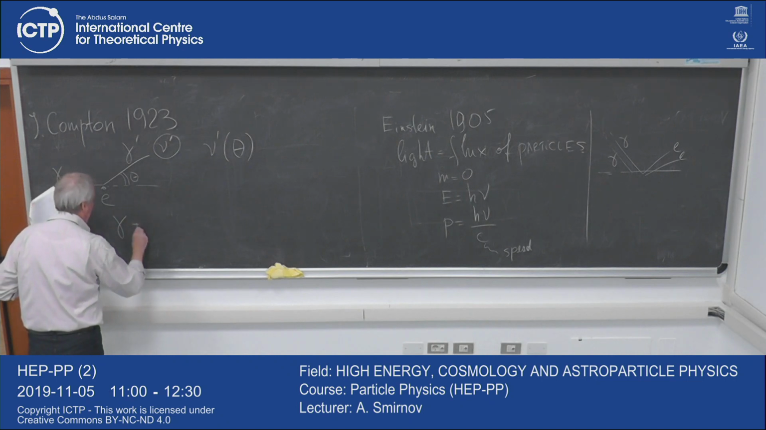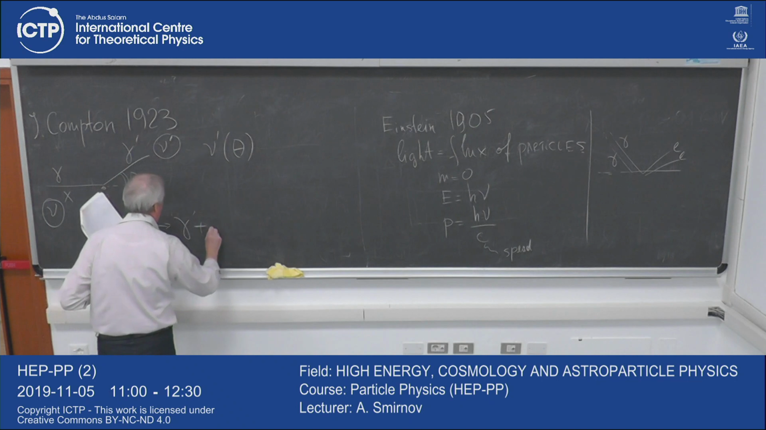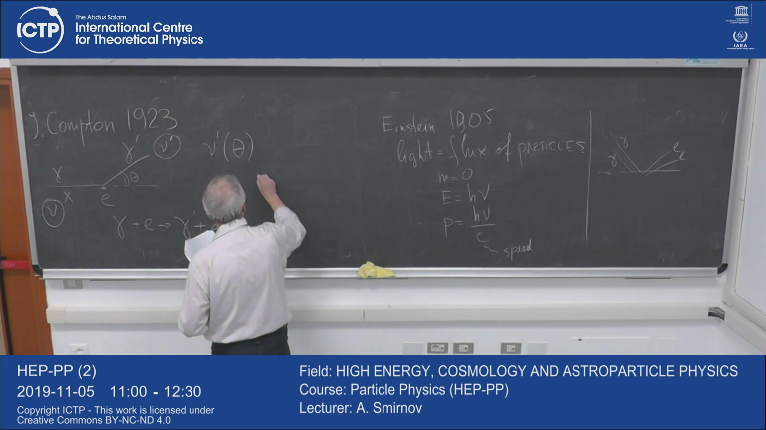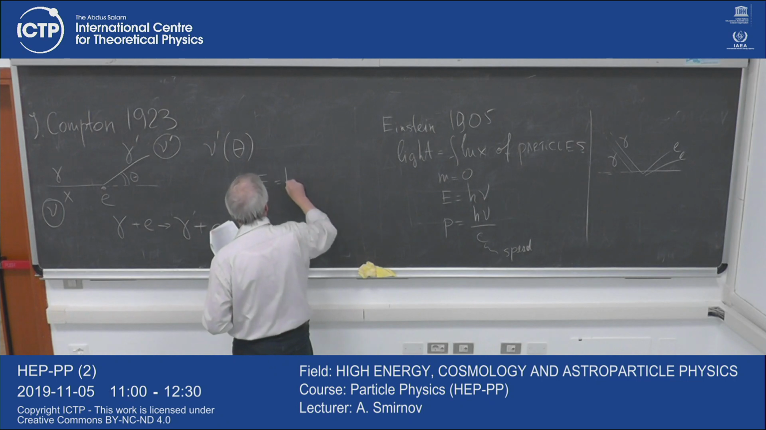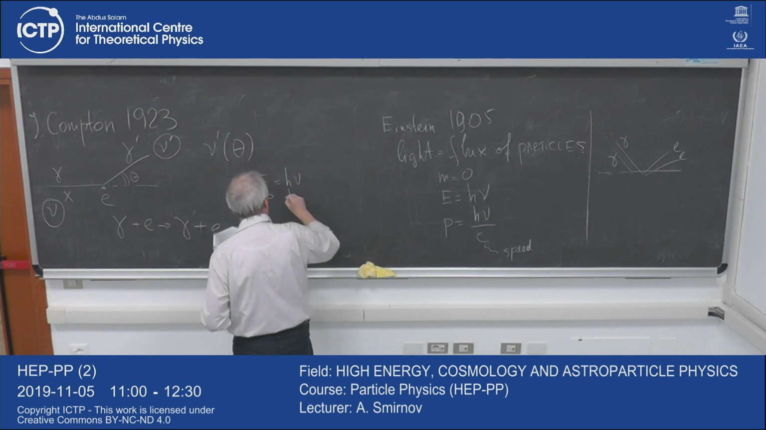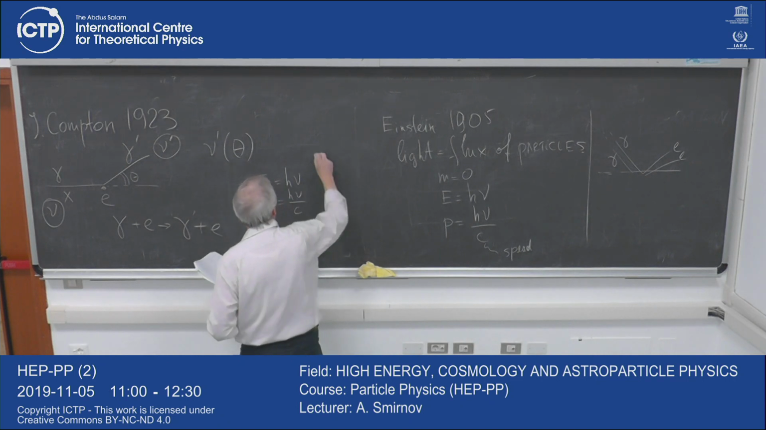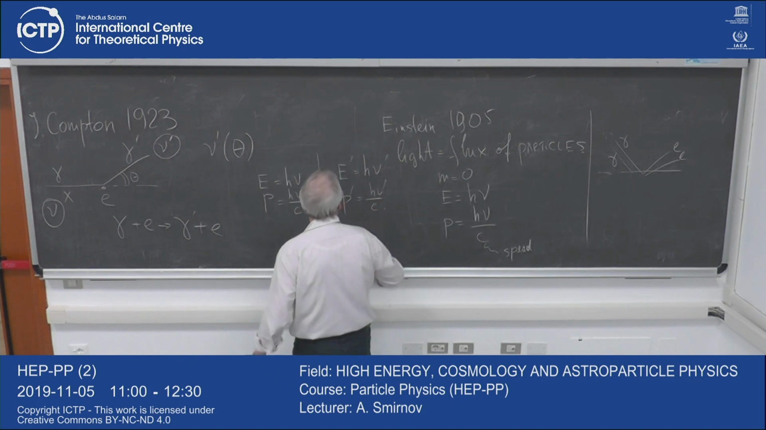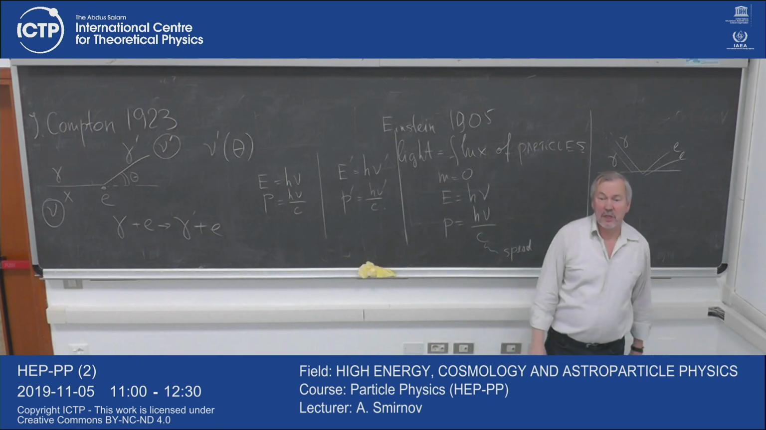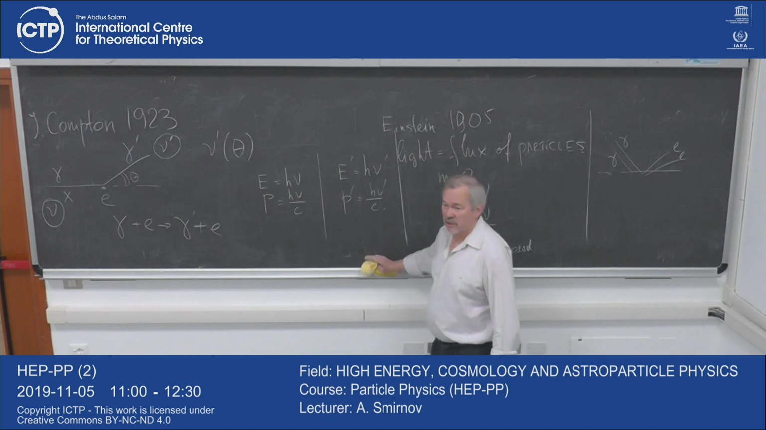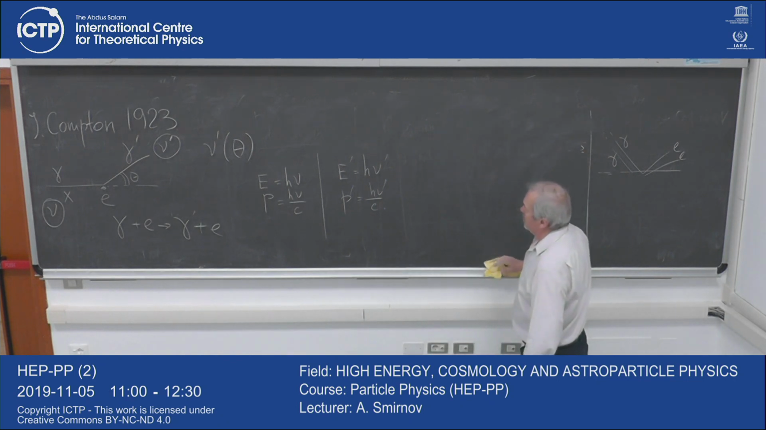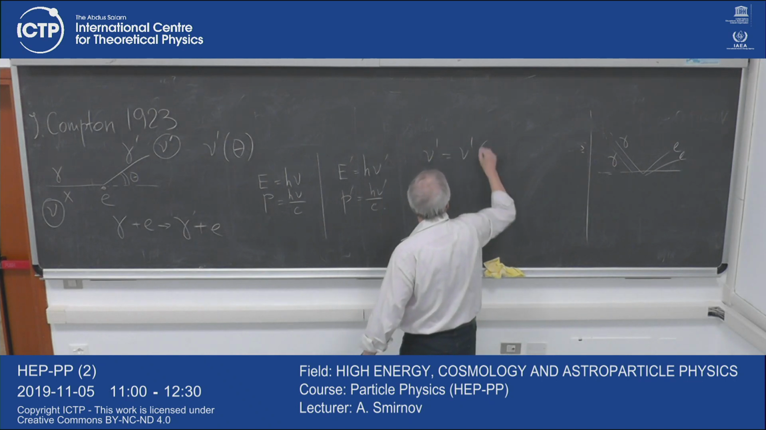So, we have here gamma plus electron going to gamma prime plus electron, scattering, and we know that in the initial state we have a particle with energy h nu, with momentum h nu over c, and in the final state we have E prime with h nu prime and P prime equals h nu prime over c. Then you just apply energy-momentum conservation for this process. I don't want to do this on the blackboard. This is a simple exercise. Using this interpretation, you can get the dependence of nu prime on theta.